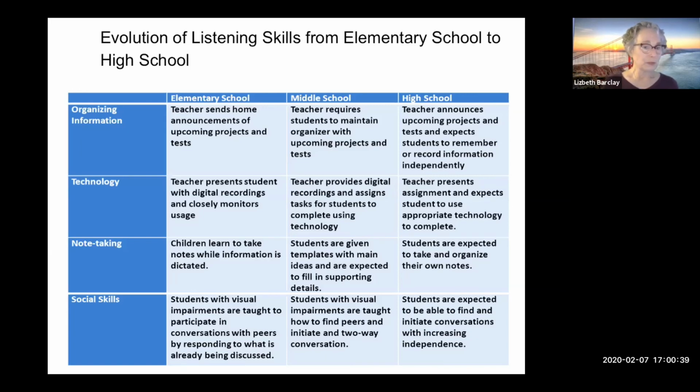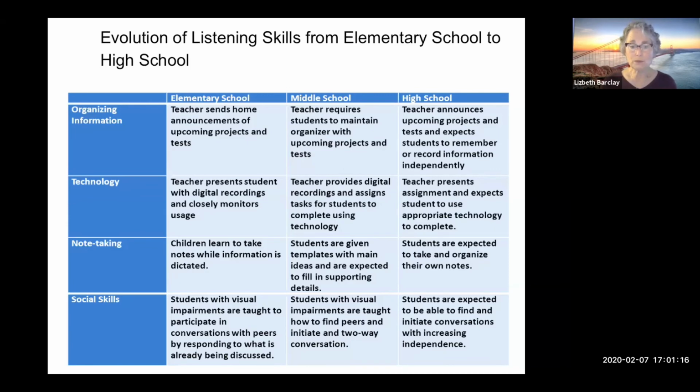In elementary school, students with visual impairments are taught to participate in conversations with peers by responding to what is already being discussed. And that's a big one for our students with visual impairment. Sometimes this is an area where we really have to work one-on-one to set things up and practice conversation skills and turn-taking skills during conversation, which requires a lot of listening and the ability to actually take turns in conversation.